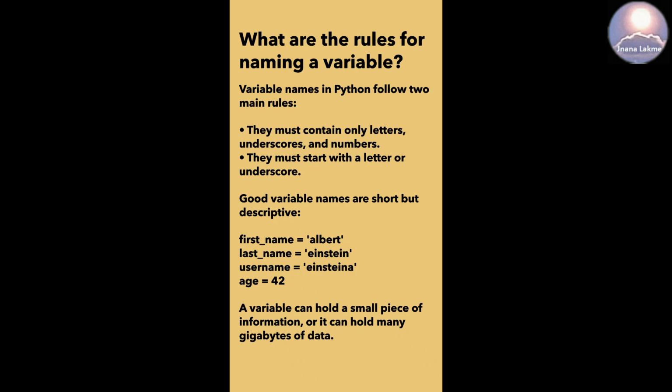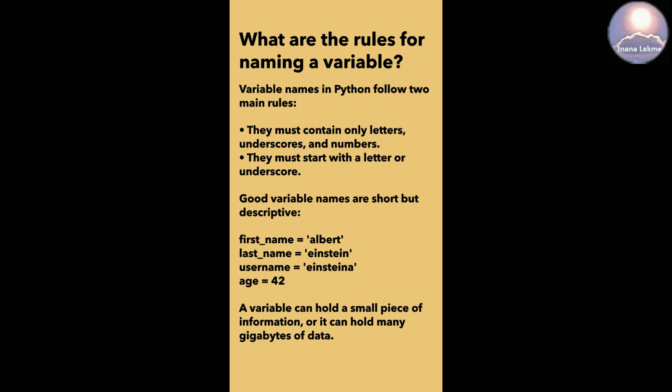Variable names in Python follow two main rules. A variable name must contain only letters, underscores, and numbers. A variable name must start with a letter or underscore. Good variable names are short but descriptive.